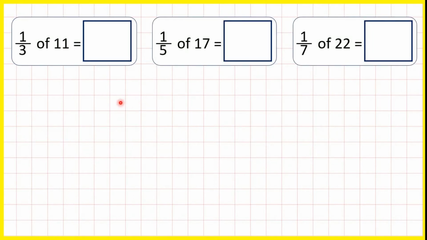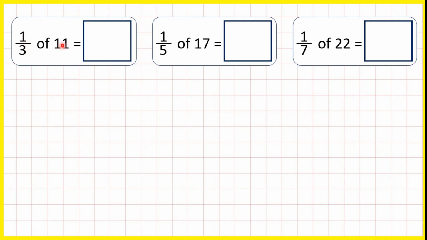So for these questions, we're finding a unit fraction of a number. Remember, a unit fraction is any fraction that has 1 as the numerator. So normally, to find a unit fraction of a number, we just divide by the denominator. But for these questions, when we divide by the denominator, we get a remainder. And so that means that we will have a mixed number as our answer.